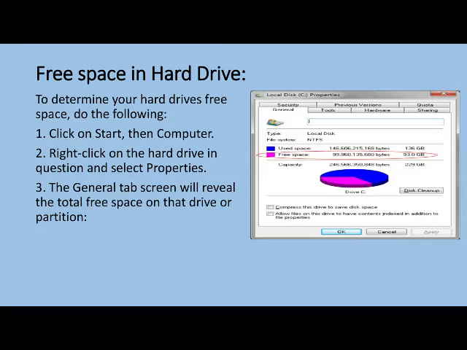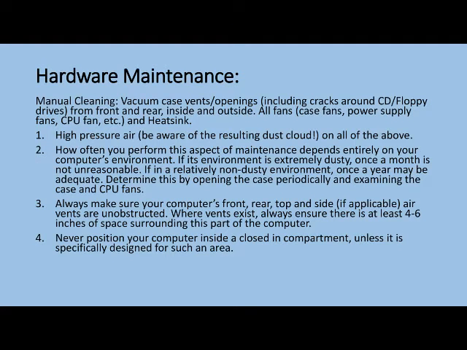To determine your hard drive's free space, do the following. Click on Start, then Computer. Right click on the hard drive in question and select Properties. The General tab screen will reveal the total free space on that drive or partition. Next topic is hardware maintenance.